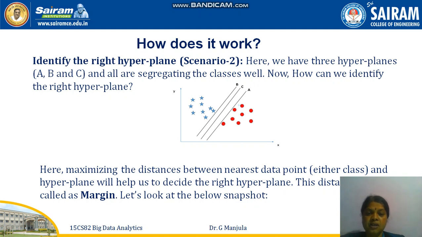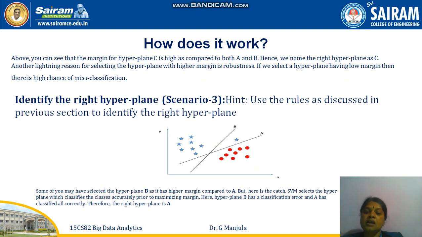previous class graph. Now in this case, all three are best, excellent, equally segregated, but out of these three, which one will be called the best one? By seeing the distance, by checking the margin. That is what we are going to learn in this class today. Now you see, whenever I say above, you can see that the margin of hyperplane C is high compared to both A and B. Hence we name the right hyperplane as C.